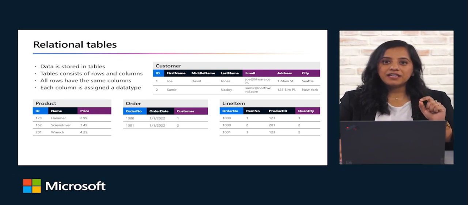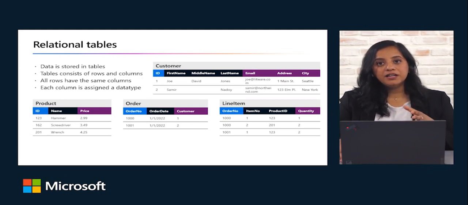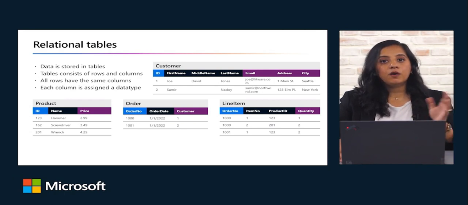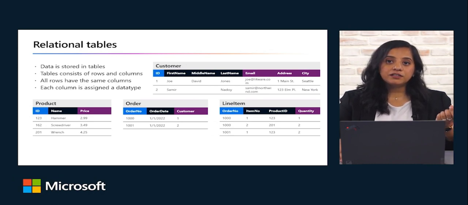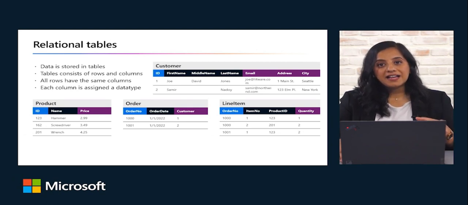In this scenario, each row in the customer table contains the data for a single customer. Each row in the product table defines a single product. Similarly, each row in the order table represents an order made by a customer. Now, if you observe these tables closely, you would notice that every row has the same columns, but these columns may vary in the values.